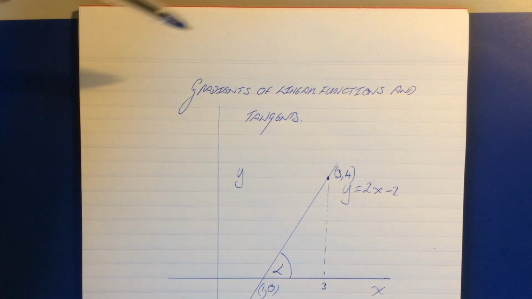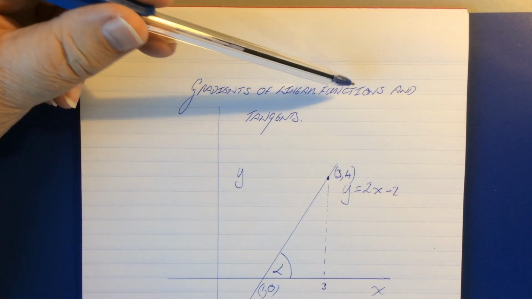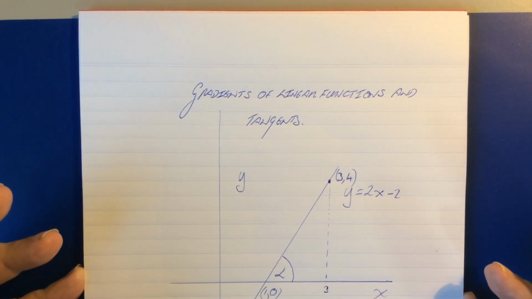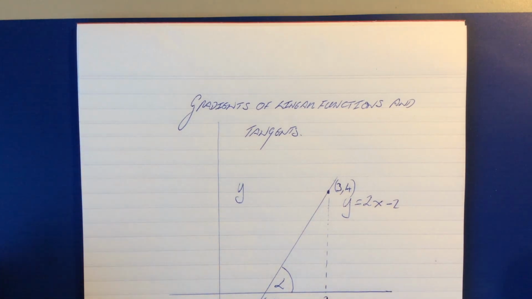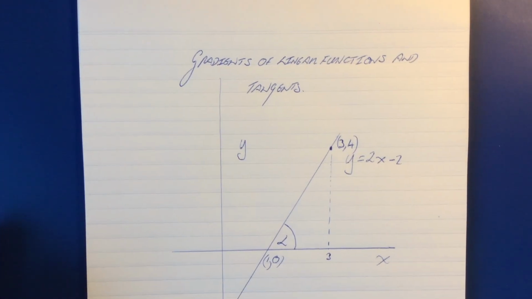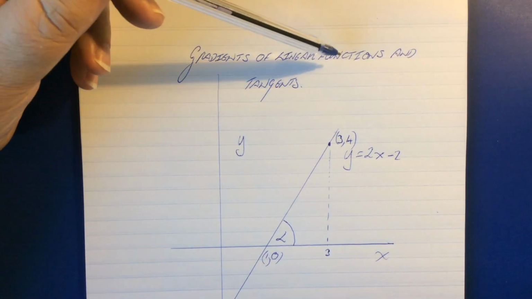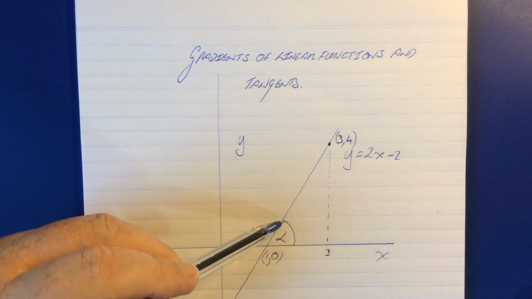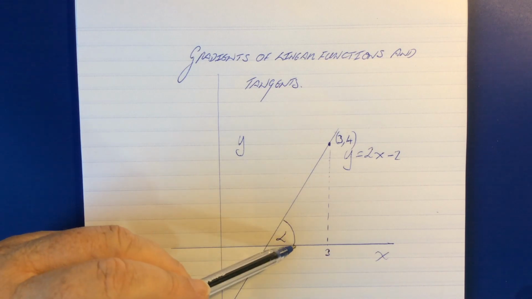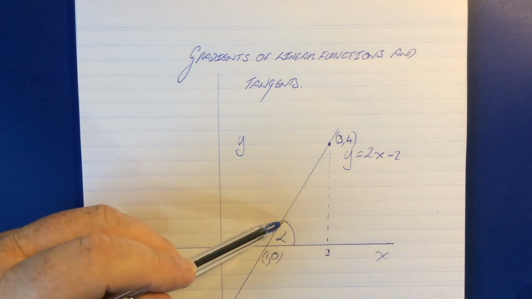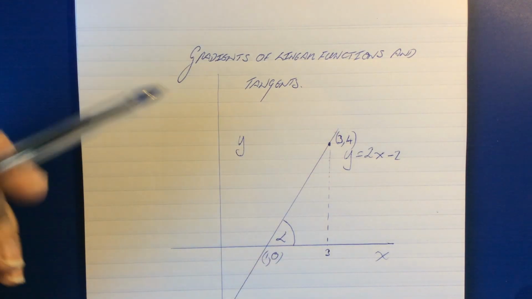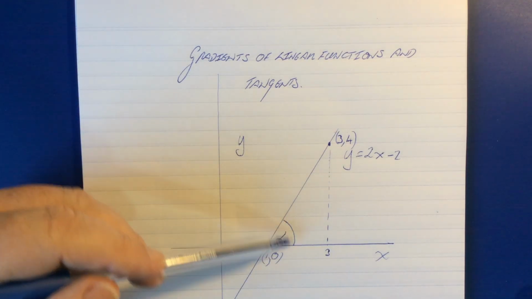Today what we're looking at is the gradients of linear functions and tangents. It's going to spoil the surprise, but the fact is they're related. The gradient of a linear function is equal to the tangent of the angle that that line makes with the x-axis. And it's clearly expressed here.